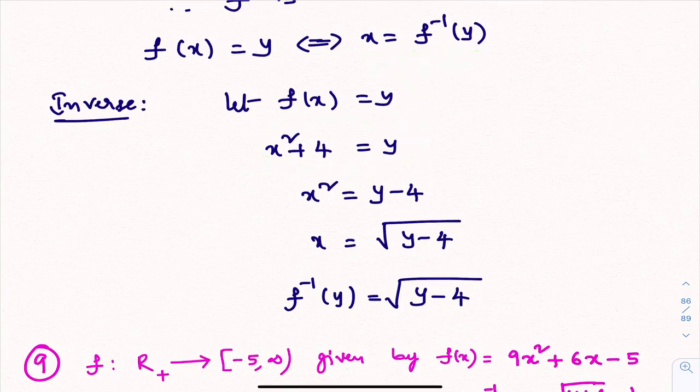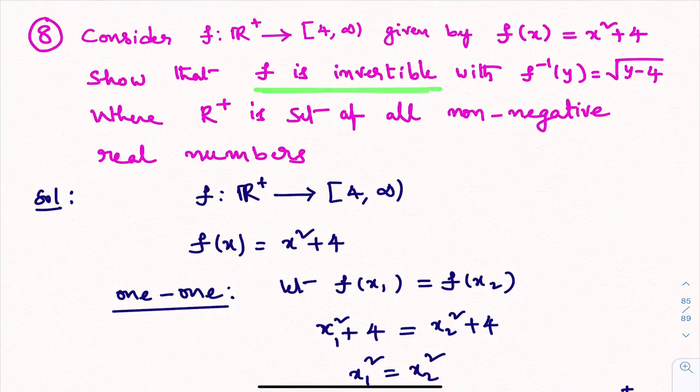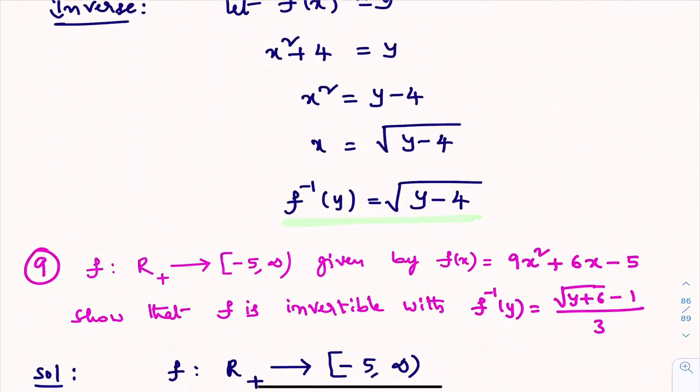Okay, so first I'll take 4 to the right hand side, then x square equal to y minus 4. When you take x from this, it means plus or minus root over y minus 4. As x is a non-negative real number, I'll take only plus here. So x equal to root over y minus 4, I got. I hope you are understanding, right? What is x? x is f inverse of y. So f inverse of y is root over y minus 4. Hence I have shown that this function is invertible, and I proved that f inverse of y is root over y minus 4. I hope you understand this.